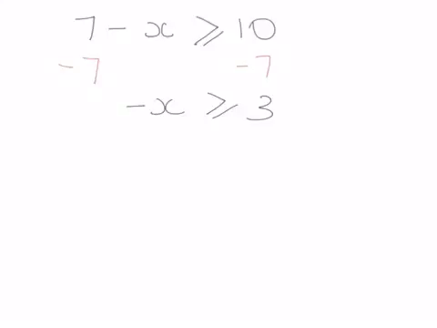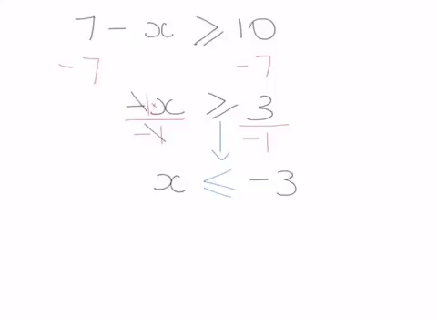Now, here's the tricky part. At the moment, we've got a minus 1 times x. So the opposite of timesing by minus 1 is dividing by minus 1. Do it to both sides. But the new thing, if you're dividing by a negative, you have to flip the sign. Why? Because it doesn't work if you don't. Cancel the minus 1s, so I'm left with x. 3 divided by minus 1 is negative 3.